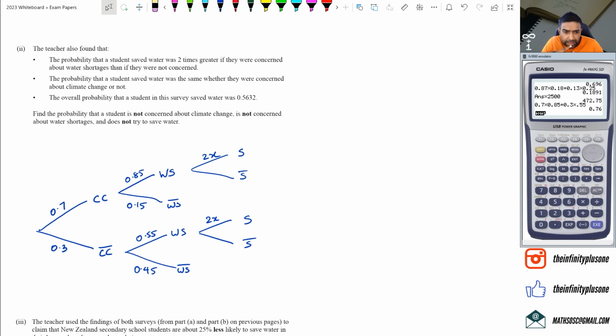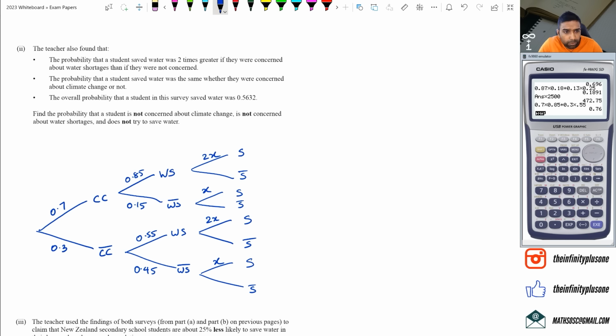So with the second bullet point, what we've got here is whether they're concerned about climate change or not. So that is where this one is going to pop up, where they do save water, when they saved water was the same. So if it's the same, that they were concerned about climate change or not, whatever that probability is, that's going to just be x.